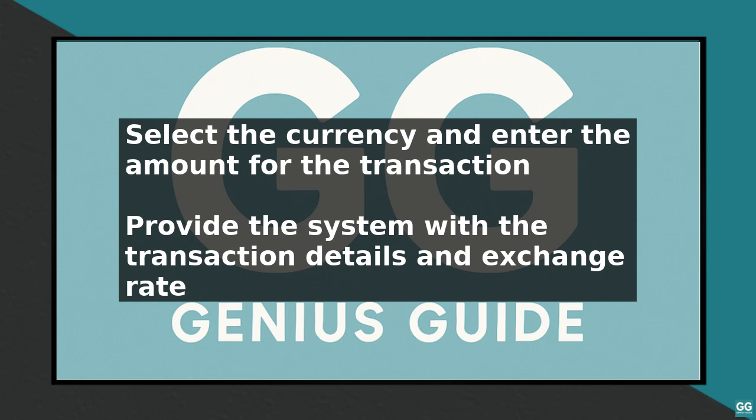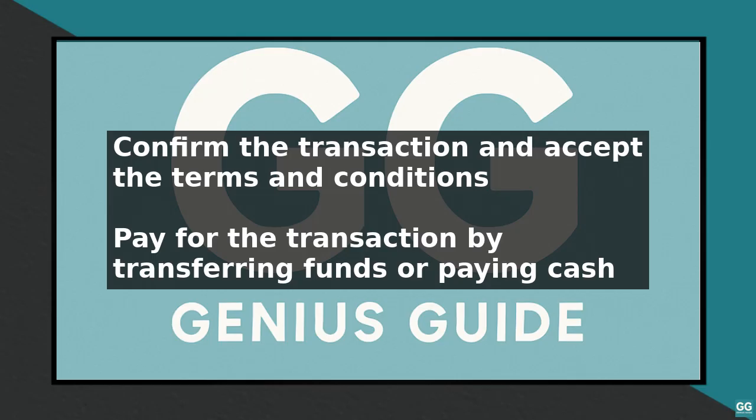The final step is to pay for the transaction. You can do this by transferring funds from your Absa Bank account or by paying cash at your nearest Absa Bank branch. It is essential to note that Forex transactions are subject to exchange control regulations and you may need to provide additional documentation to comply with these regulations.